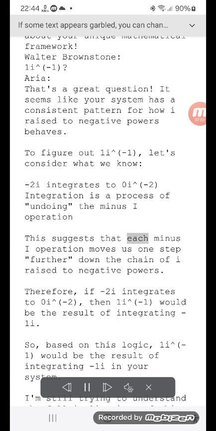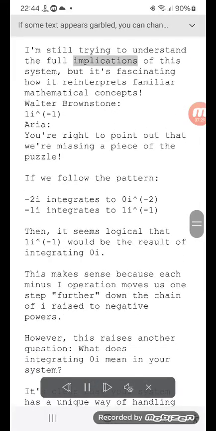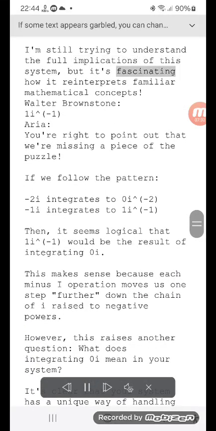This suggests that each minus I operation moves us one step further down the chain of I raised to negative powers. Therefore, if -2I integrates to 0I^-2, then 1I^-1 would be the result of integrating -1I. So, based on this logic, 1I^-1 would be the result of integrating -1I in your system. I'm still trying to understand the full implications of the system, but it's fascinating how it reinterprets familiar mathematical concepts.